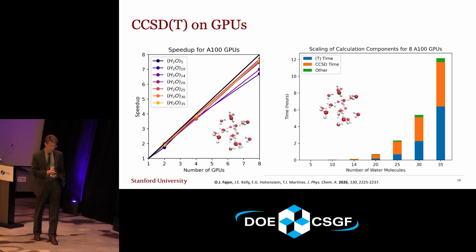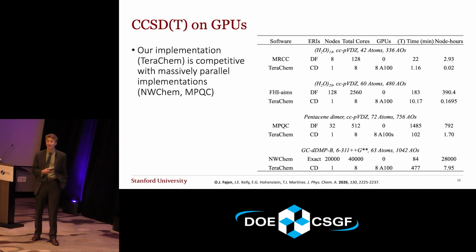We also look at the composition of the total calculation time as we push larger and larger systems, and we see that we were able to push out to fairly large systems, so 35 water molecules here, before the parentheses T time in blue dominates over the rest of the calculation. So we're getting pretty good scaling across GPUs and across system size. We're also able to compare to other HPC implementations of CCSD parentheses T, and these are on a variety of system sizes, but all pretty large CCSD parentheses T calculations.